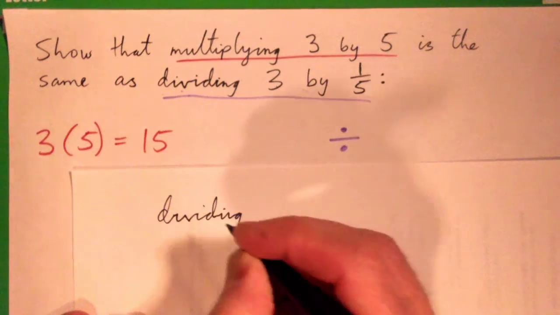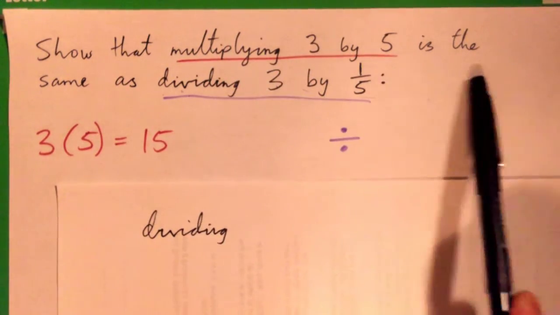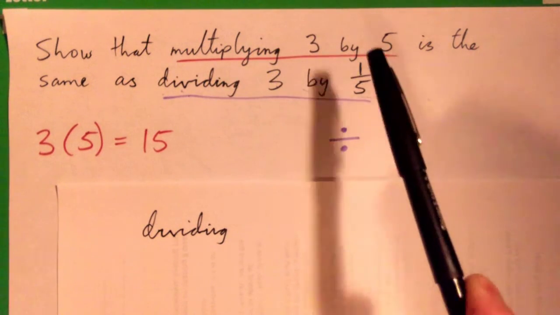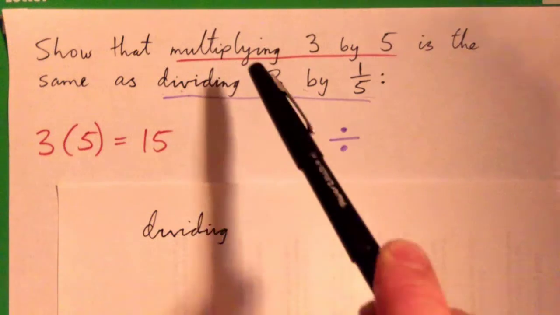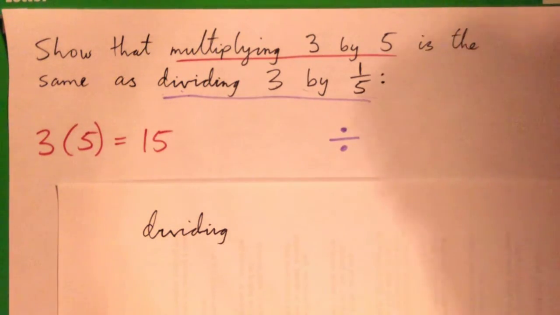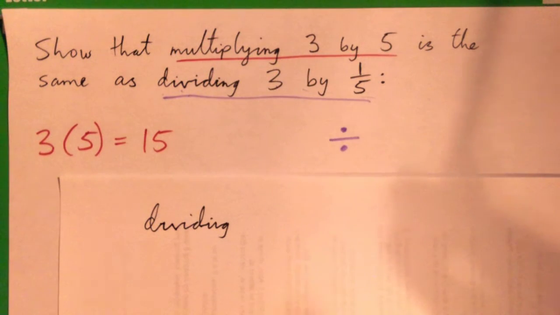So the question is, show that multiplying 3 by 5 is the same as dividing 3 by 1/5. What I'm proposing is we do these two operations. We multiply 3 by 5, and then we divide 3 by 1/5 and see if they're the same. Does that make sense?